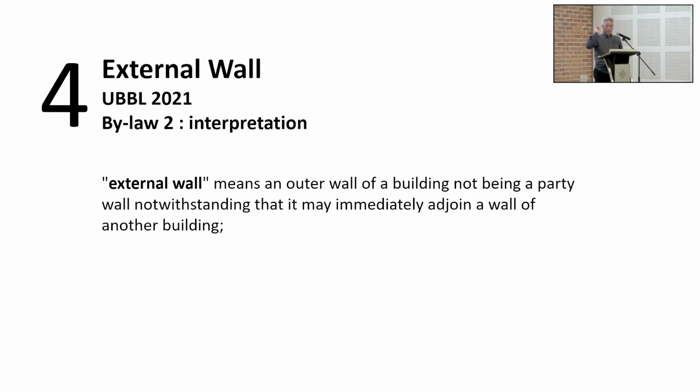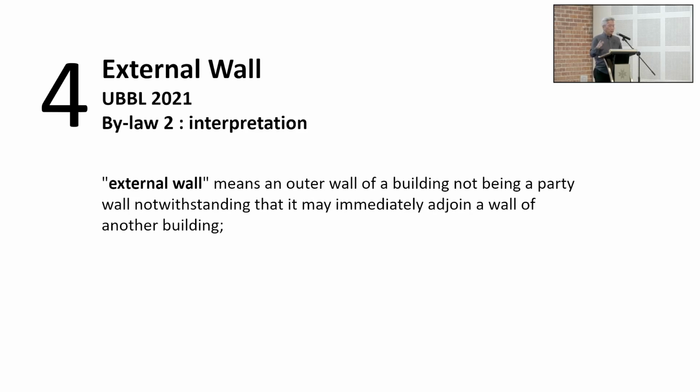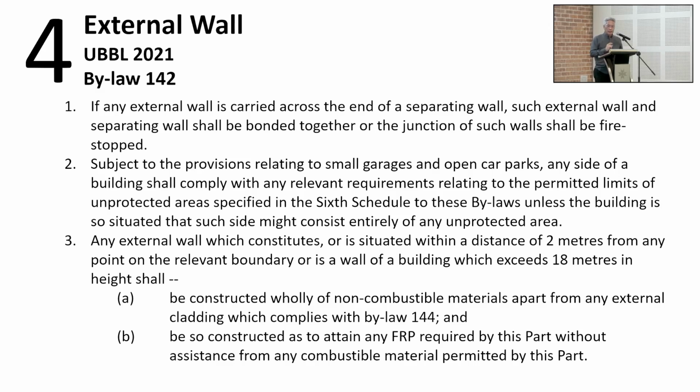No. See, when it comes to external wall, first the definition. External wall means an outer wall. That's very simple, notwithstanding that the wall may actually also be adjoining another building. But let's look at external wall, bylaw 142. Generally, the external wall, where the prescription of fire rating is, is defined under the 6th schedule, limits of unprotected areas. For the 6th schedule, we'll have another 3-hour seminar.